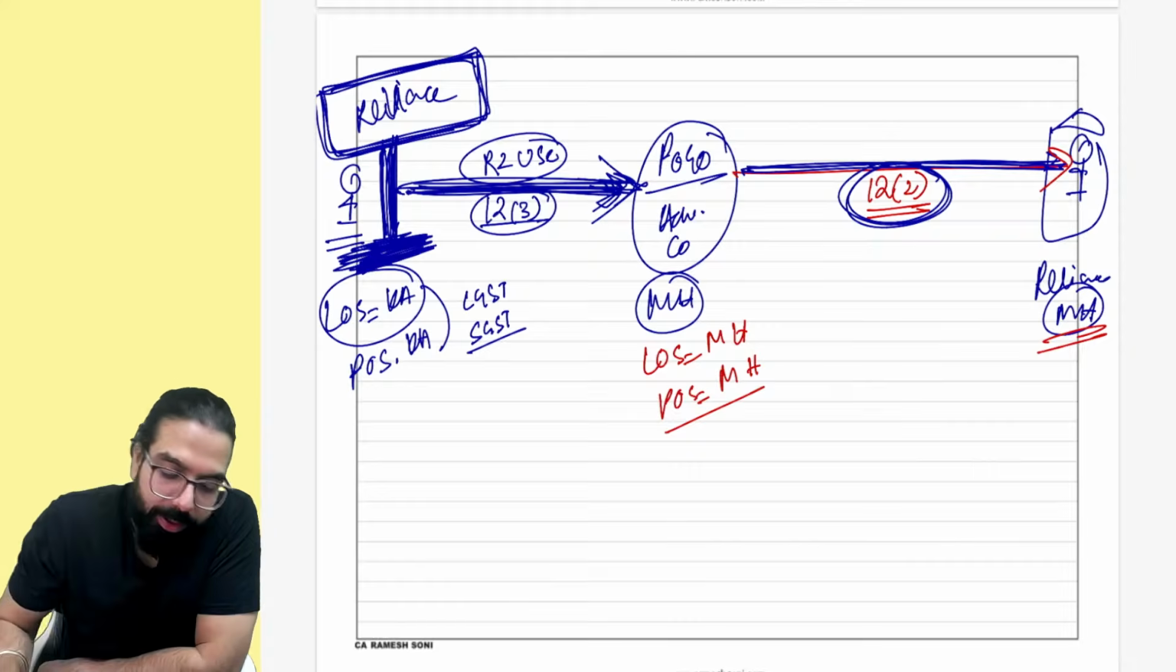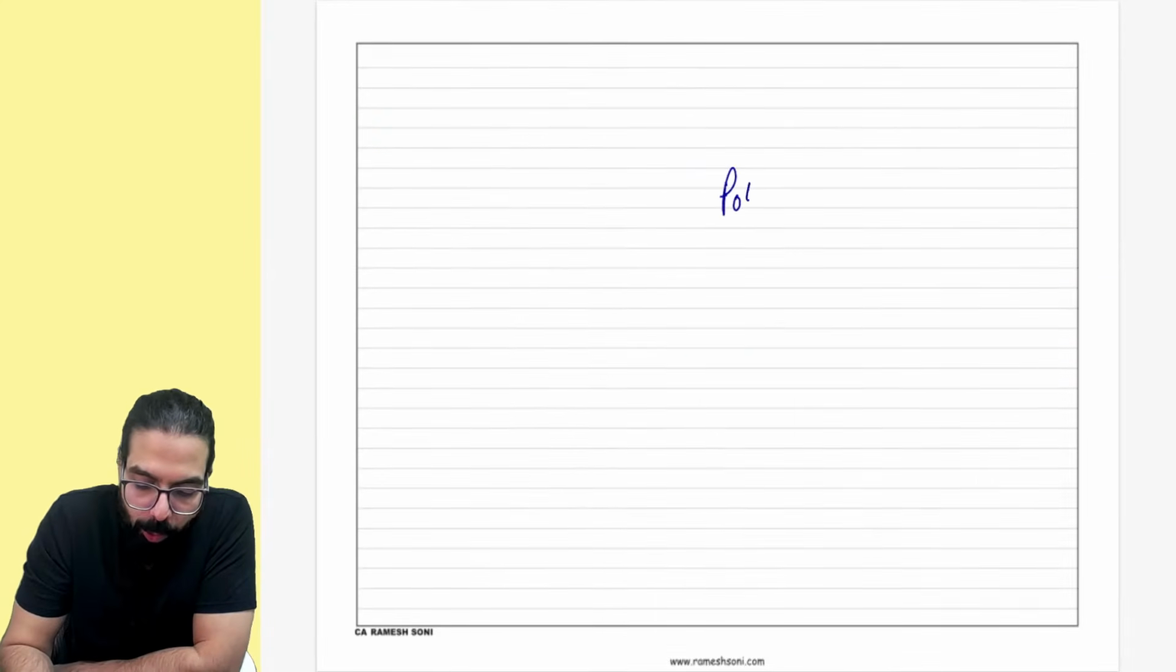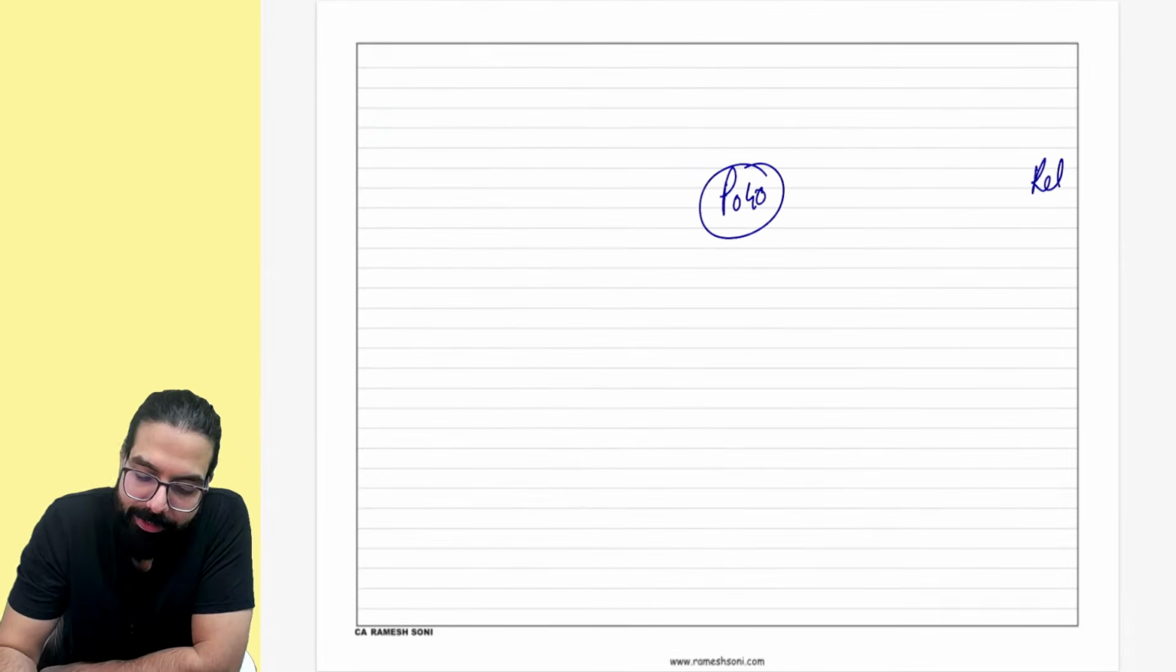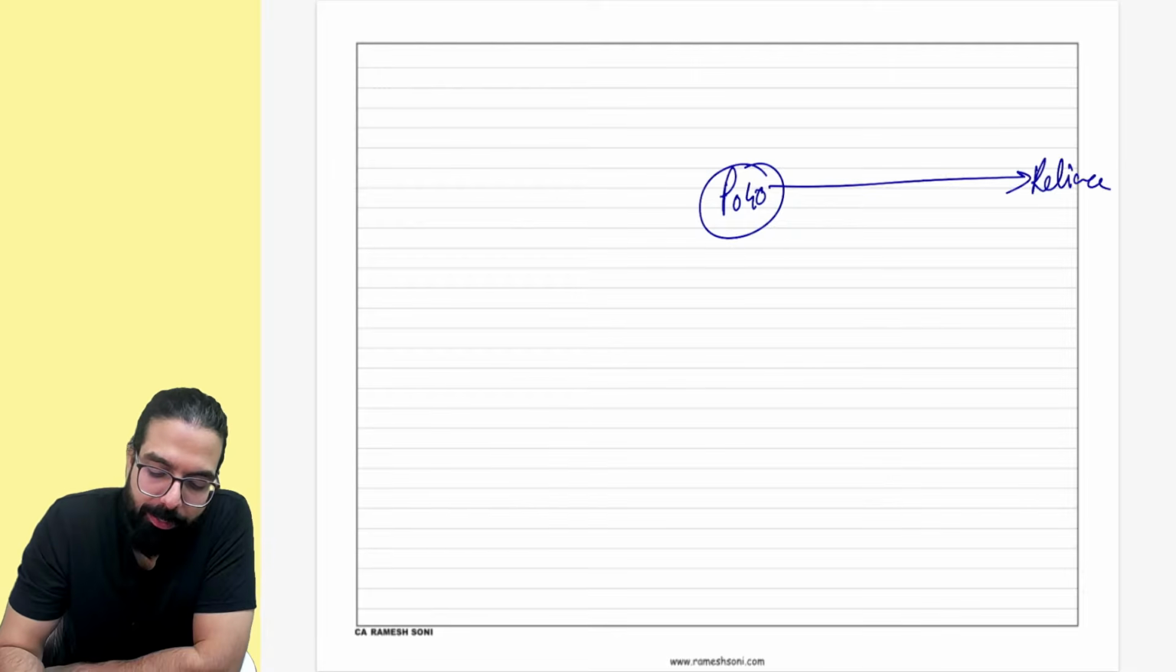Done. Very good, guys. Now you tell me one thing. For example, this is Pogo and this is Reliance. Pogo is giving the services. Pogo is from Karnataka, giving the services to Reliance, which is from Maharashtra. Advertisement services.